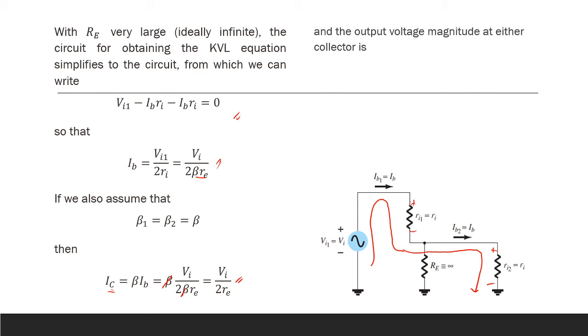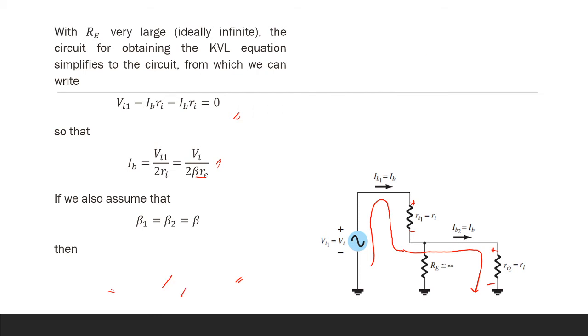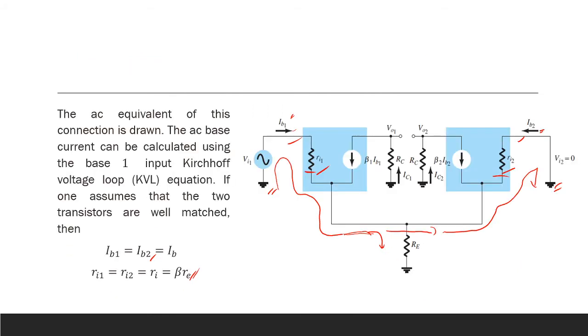And the output voltage magnitude at either collector is, now, doon naman sa collector side, kung kukunin natin yung output, ito na rin yung formula natin kanina. Diba? V out is equal to IC RC. Nag-loop tayo on this side. We are now asked to get V out. Now, to get V out, maglo-loop na lang tayo from this point pababa dito.